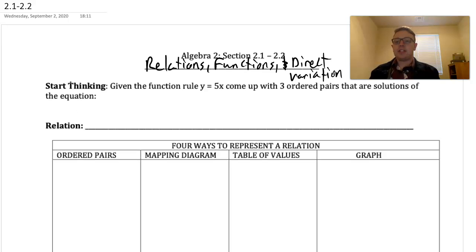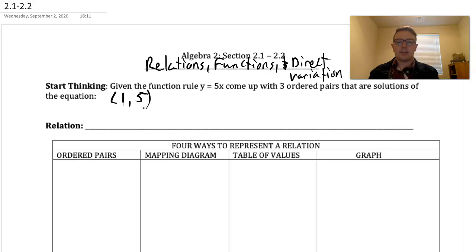So to get us in the mood of these topics, we have to start thinking. If we had a function rule like y is equal to 5x, how would we come up with three ordered pairs that are solutions to this equation? What does it mean by an ordered pair? It means we have to have an x and a y value that would make this true. For example, if x was 1, what would y be? Well, y would be 5 times 1, or 5.